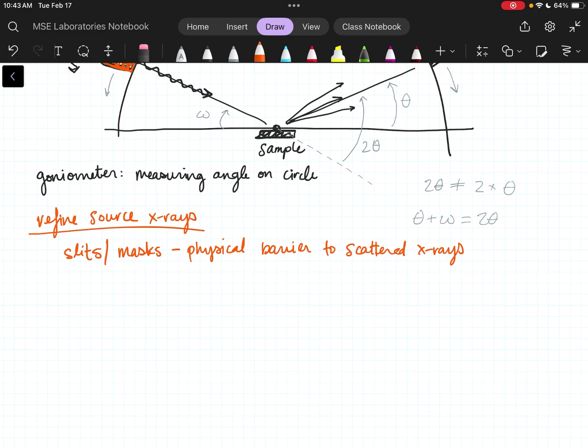What do you mean by that? So a slit or a mask, it's two different words for effectively the same thing, but it is a physical barrier to x-rays that are errant, x-rays that are off kind of the expected course.